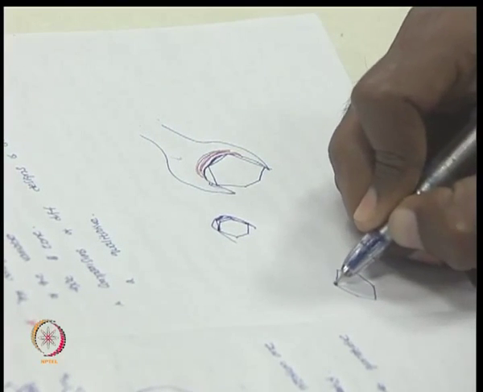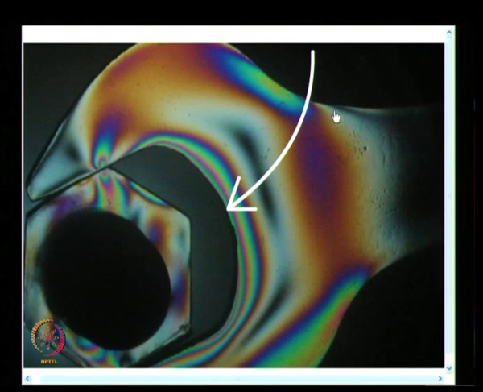Do not worry about the nut; you concentrate only on this region where I am showing the arrow. You need to worry about the fringes. You find the fringes are parallel to the boundary, by and large. There is a small aberration here, but compared to the earlier one, here the fringes are a lot smoother and parallel to the boundary.